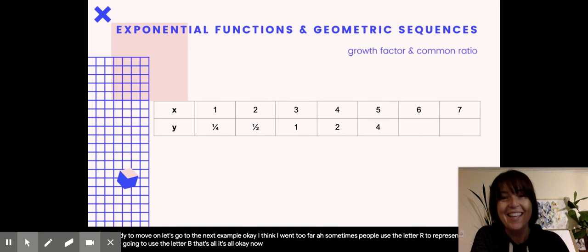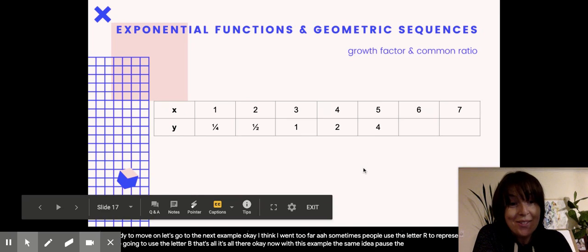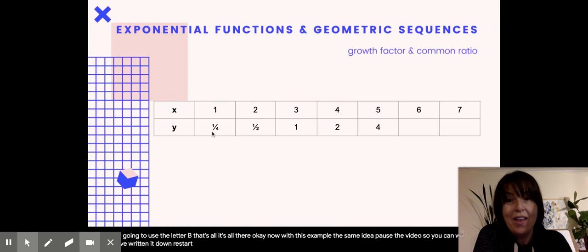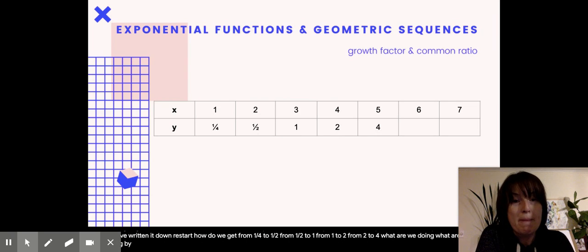Okay, now with this example, the same idea. Pause the video so you can write it down. When you've written it down, restart. How do we get from 1/4 to 1/2, from 1/2 to 1, from 1 to 2, from 2 to 4? What are we doing? What are we multiplying by? And what number should come next? What should come here in 6 and what should go there in 7?